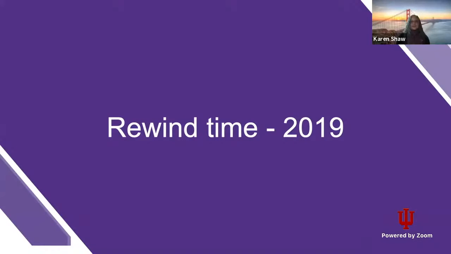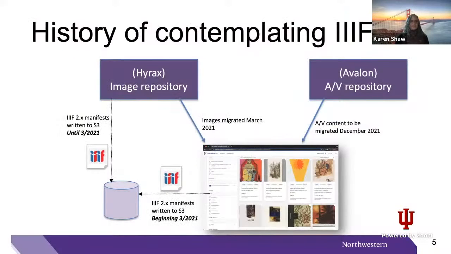To tell the story of our journey to adopting IIIF Presentation 3, we need to rewind back in time to about 2019. Two years ago, we had two separate repositories: a Hyrax-based image repository and an Avalon instance for our AV materials. We were underway planning and starting to build a new repository system, Meadow, that would house both types of content. We migrated our image content first, earlier this year. Our old image repository had previously written IIIF Presentation 2 manifests for the image works to S3.